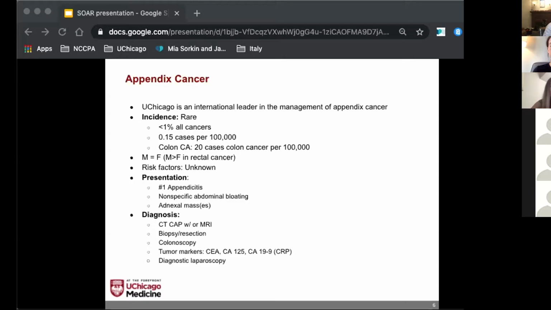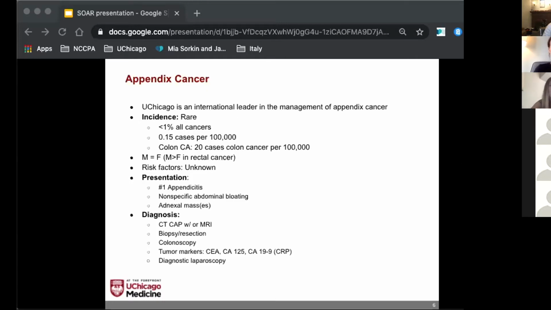They need a colonoscopy. Tumor markers specific to appendix cancer, the CEA is what we often use in colon cancer that can also be elevated in appendix cancer. The CA-125, we also get in appendix cancer. This is commonly used for mesothelioma. It's commonly used in ovarian cancers, but it's also produced by the peritoneal lining.